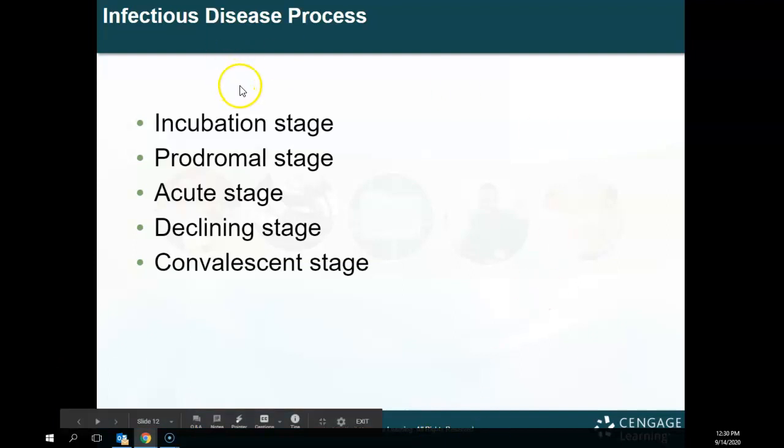Infectious disease processes. So this is important. This is the process for the infectious disease process. The incubation stage is stage 1. The prodromal stage is stage 2. The acute stage is stage 3. The declining stage is stage 4. And then the convalescent stage is stage 5.